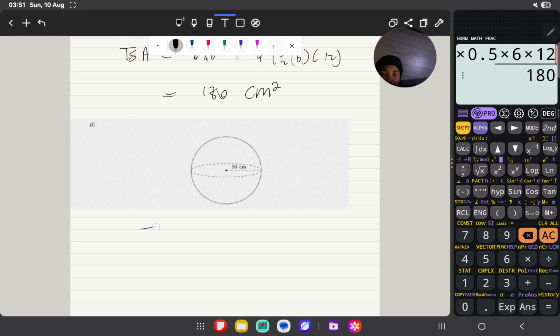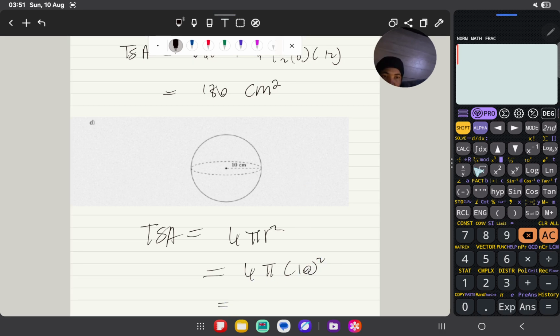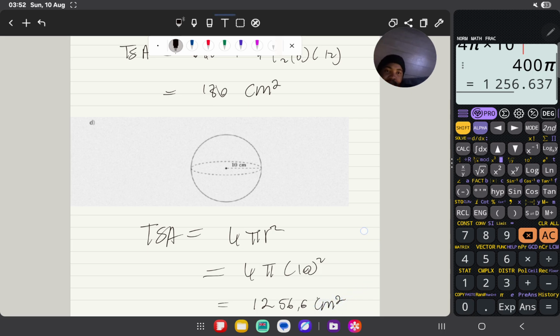And then you have the TSA of your sphere, which is 4 pi radius squared. That is 4 pi times 10 squared, which is 400 pi, which is 1256.6 centimeters squared.